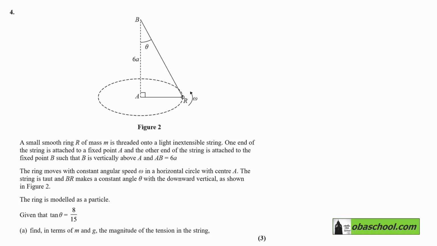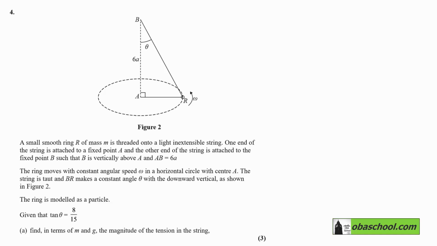A small smooth ring R of mass m is threaded onto a light inextensible string. One end of the string is attached to a fixed point A, and the other end of the string is attached to the fixed point B, such that B is vertically above A and AB is 6a. And we can see all of this in the diagram.